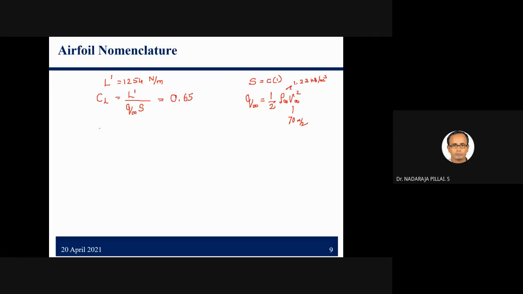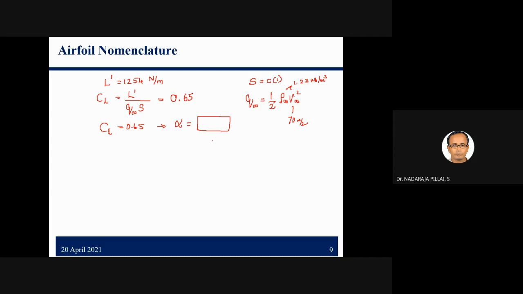Now, I want you to look into the graph of the NACA 2412 profile and the corresponding CL of 0.65. What is the corresponding alpha? Please look into the book. We have a graph which is drawn between CL versus alpha for this particular airfoil. Then the second one, we need to calculate the CD, I mean, not CD, D.